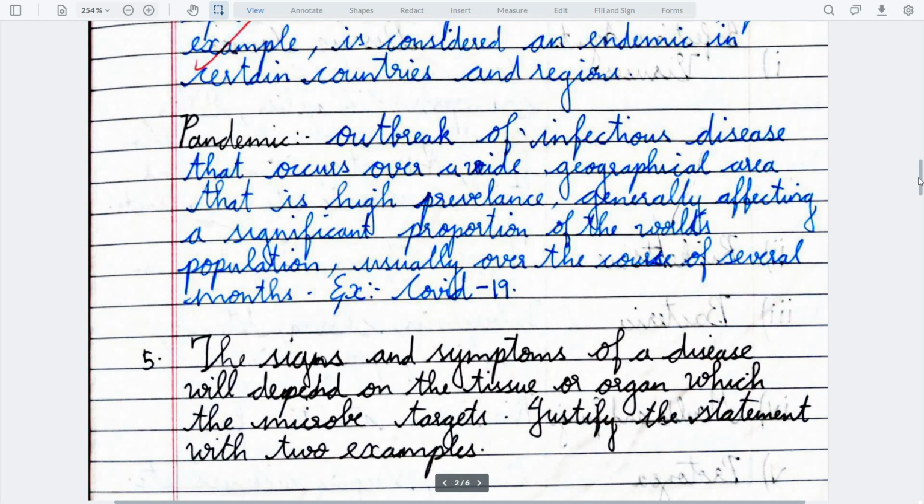Pandemic: an outbreak of infectious disease that occurs over a wide geographical area with high prevalence, generally affecting a significant proportion of the world's population, usually over the course of several months. Example: COVID-19.